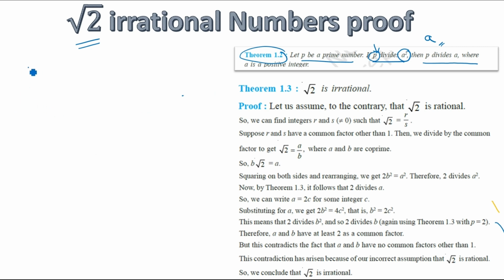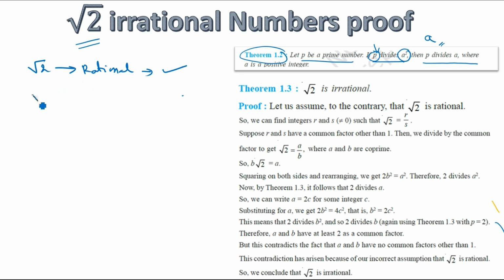Now we are ready to prove that root 2 is an irrational number. First, let's take root 2 as a rational number. This is the contrary statement. If you assume like this, we will come up with some wrong conclusion. From that, we will say that root 2 is not a rational number, and we are proving that root 2 is irrational.